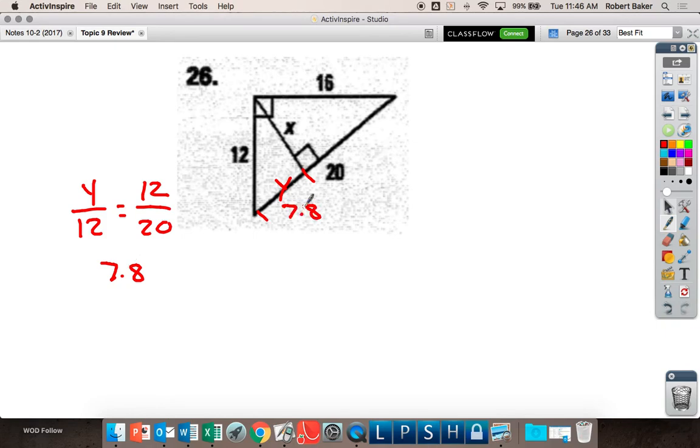You can do a little bit of math and figure out this length, 20 minus 7.8, 12.2. Now you can do 7.8 over x equals x over 12.2, just by solving for one of the lengths. I think that's the long way. There's an easier way. What is the easier way?